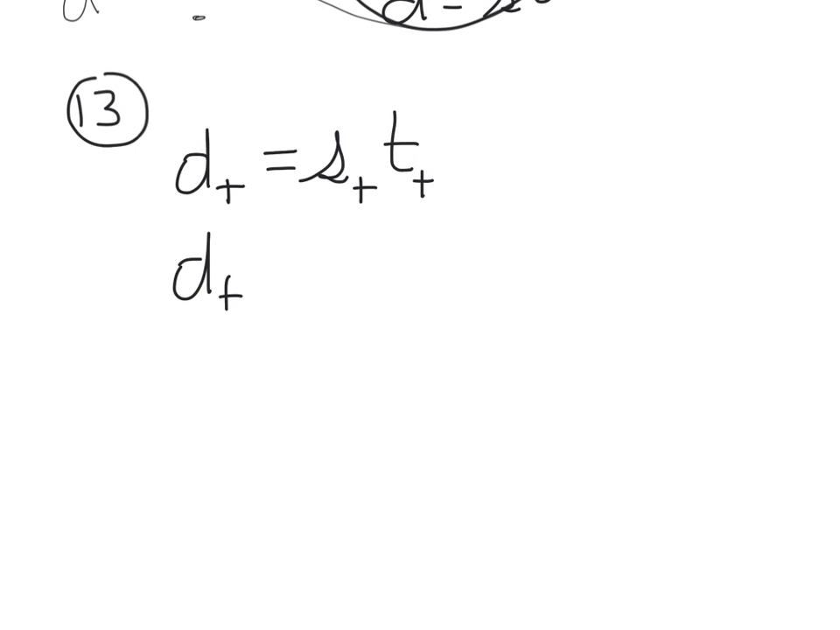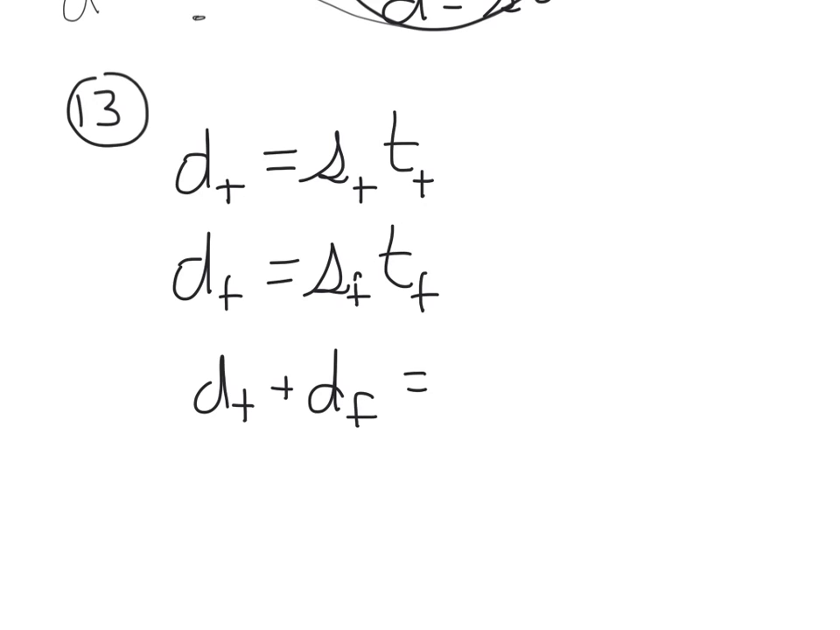And now we need to find how far the finch flew. So the distance the finch flew is equal to the speed of the finch, make sure it's not a t, that's f for finch, times the time the finch was in the air. Now if you add these two distances together, distance on the tortoise plus the distance on the finch, you will have the total distance the bird traveled. So once again, the distance on the tortoise plus the distance on the finch, and you have distance total.